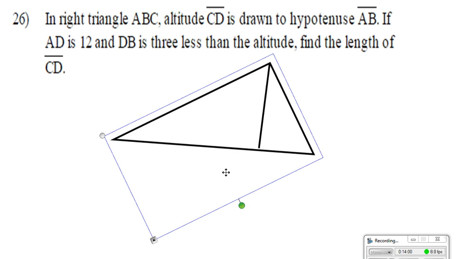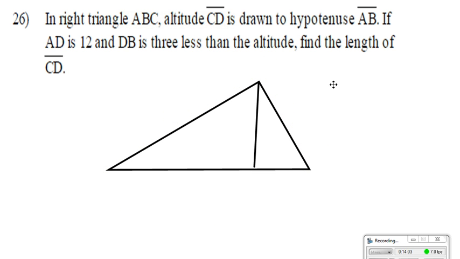And we're going to turn it around this way. It'll be easier to see. So here we have C, D is drawn. And let's call this one A, and then let's call this one B. Right angle, right angle. So AD is equal to 12, and DB is 3 less than the altitude. So in this case, the altitude, what do we call that as X? This is 3 less than this, so X minus 3. Find the length of CD.